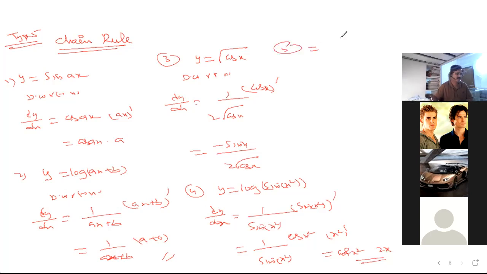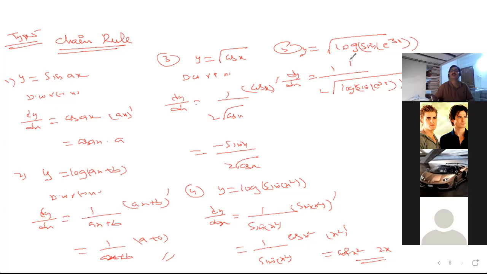Not happy with this? I'll give one more example. y is equal to root of log sin e to the power of 3x. So what to do here? Need not worry. dy by dx: the root x derivative is 1 by 2 root x. Whatever is there, you write it like this, log sin e to the power of 3x. But that total you have to differentiate again because it's not x.